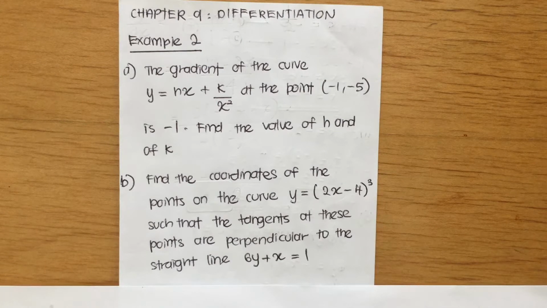For the question part B, find the coordinates of the points on the curve y equals (2x minus 4) to the power of 3 such that the tangents at these points are perpendicular to the straight line 6y plus x equals 1.